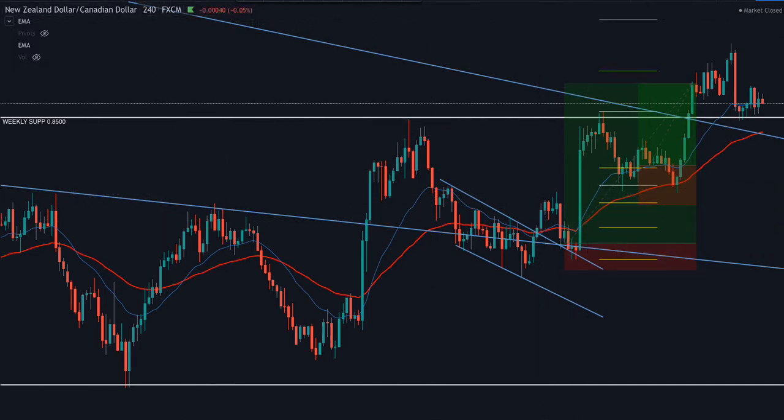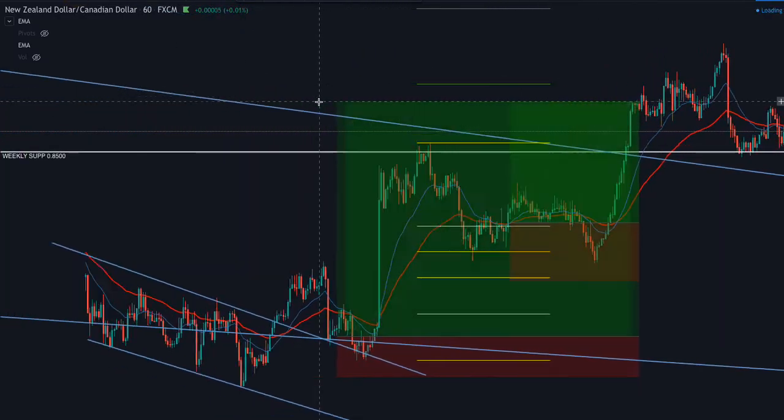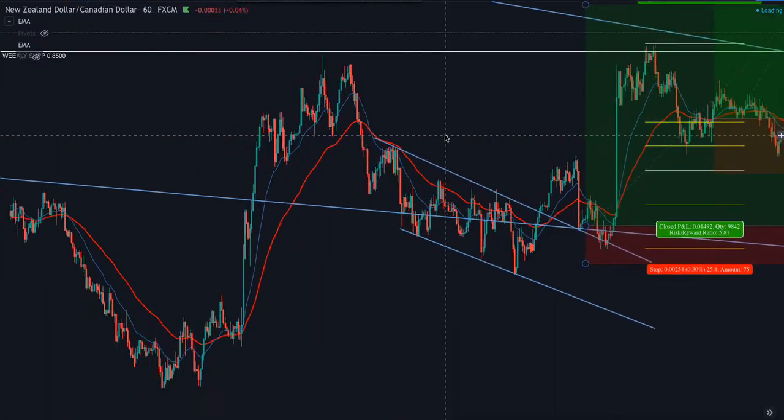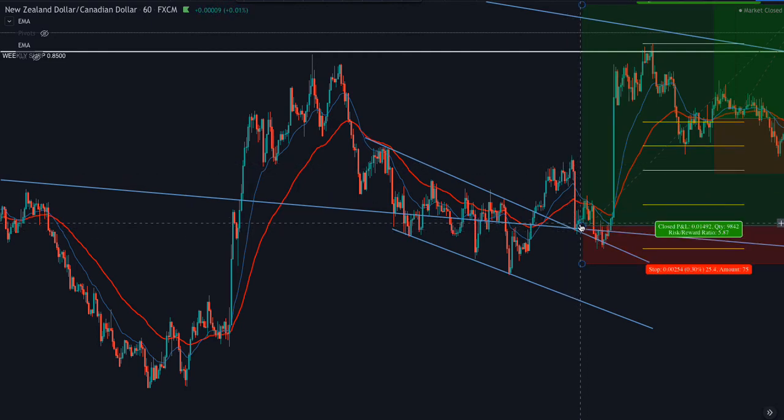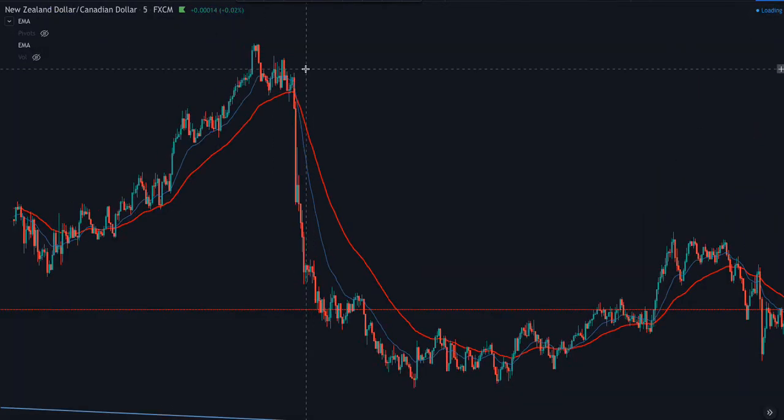So if we go down to the 1 hour, what you can see here is price has gone up, and at this level we're simply waiting for the retest of this 1 hour 50 EMA. When we had this huge move to the downside, I thought it was quite interesting that we had that massive move and then we didn't really have any momentum.